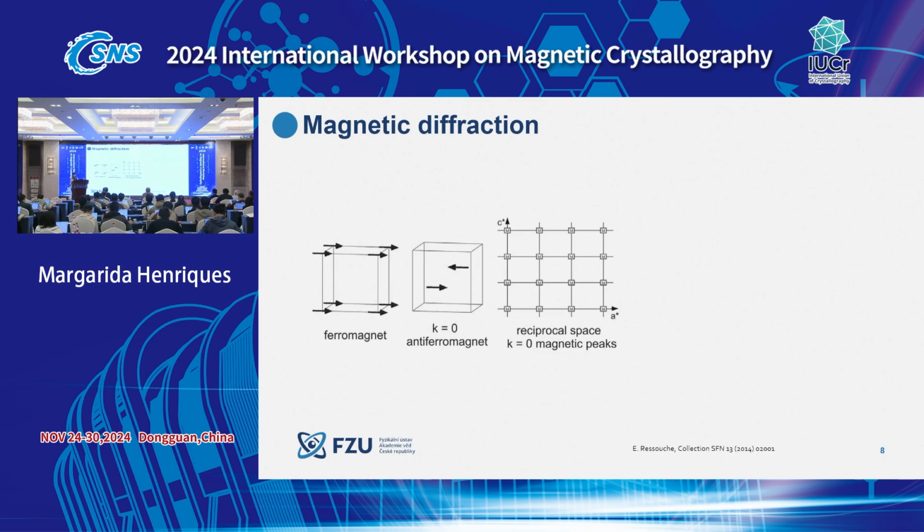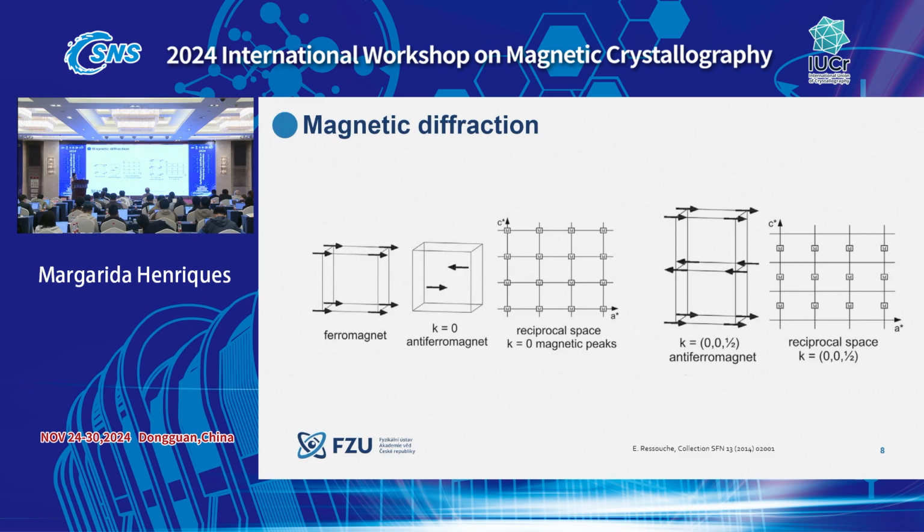Now that you know the equations about diffraction, you know where to look for your magnetic diffraction satellites or intensity. For simple k-vectors, you will have the magnetic diffraction over the nuclear intensity.